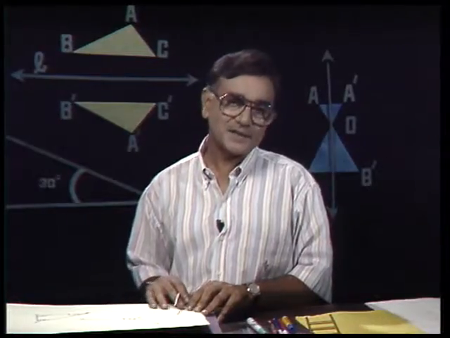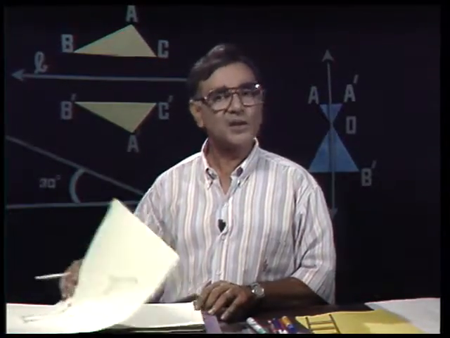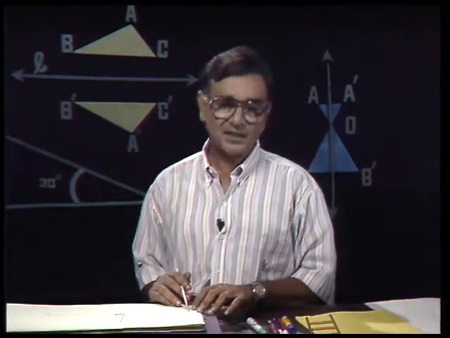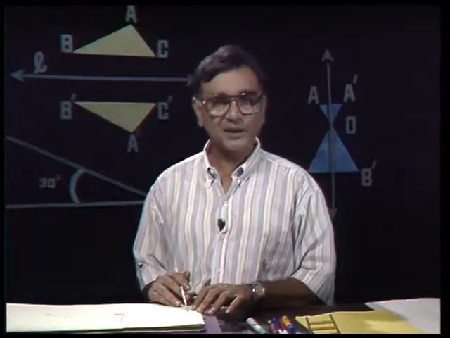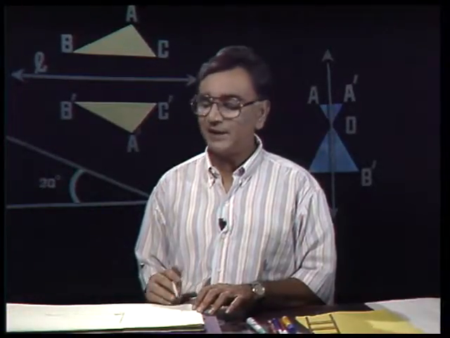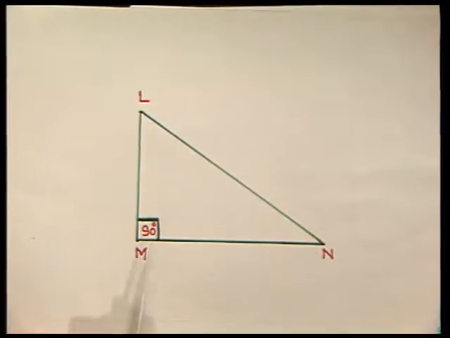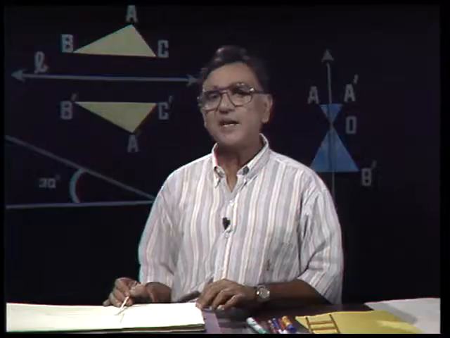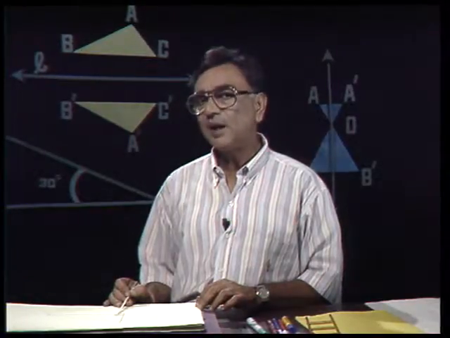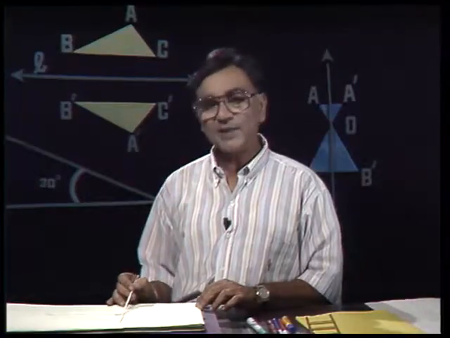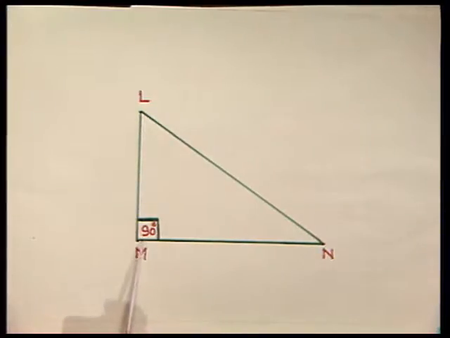Now, besides this, can we think of a triangle where one angle is 90 degrees? Yes, of course, we can think of a triangle with one angle as 90 degree. So, here is a triangle LMN, and this angle here is 90 degrees. This triangle is called a right angled triangle, and in this one, this triangle is right angled at M.